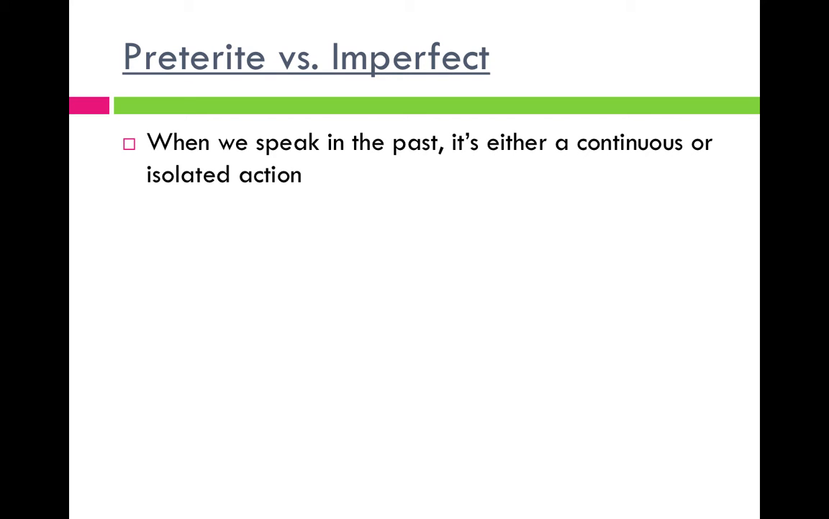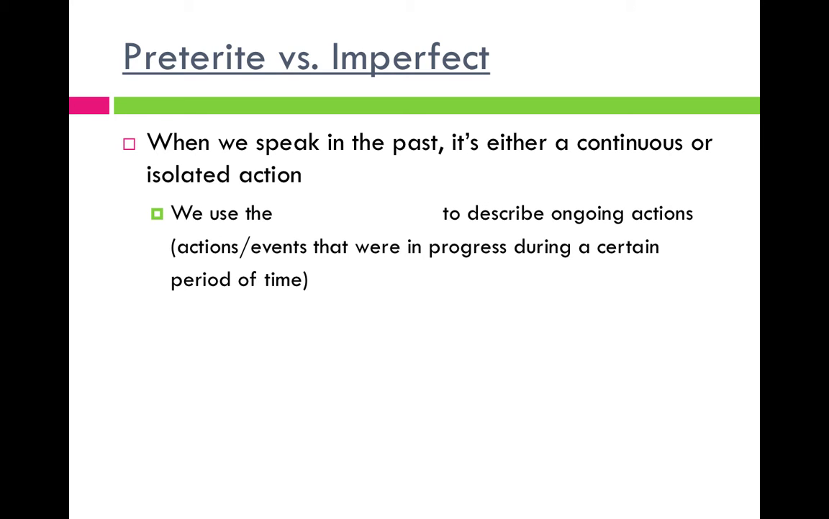When we speak in the past, it's either a circumstance or an isolated action. For example, we use the preterite or the imperfect to describe an ongoing action. What do you think? You got it right. The imperfect. Remember, we use the imperfect for an ongoing action.